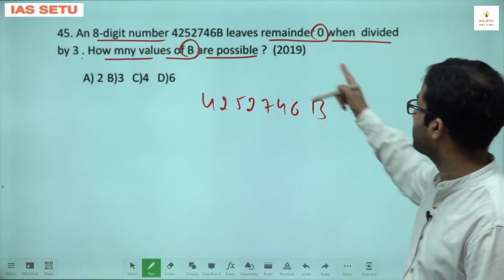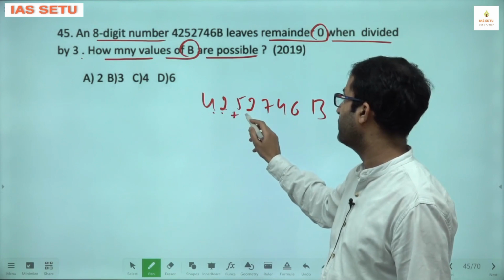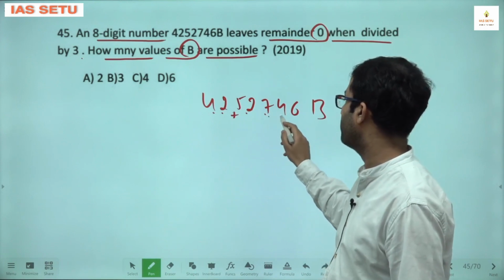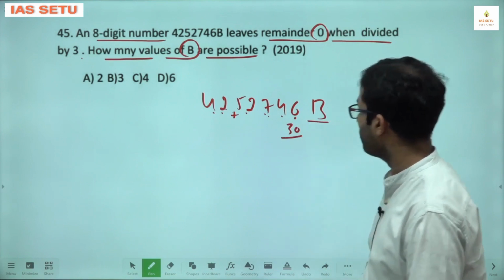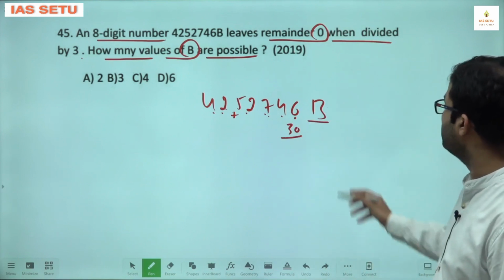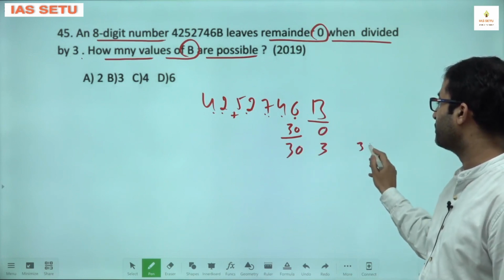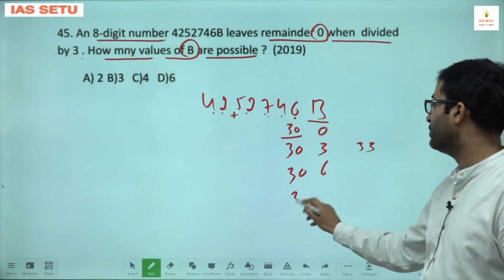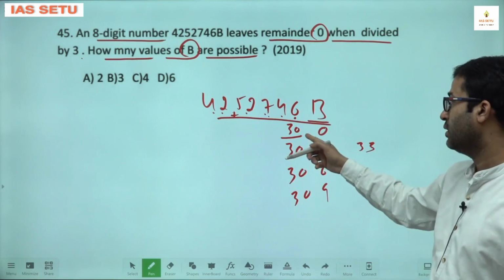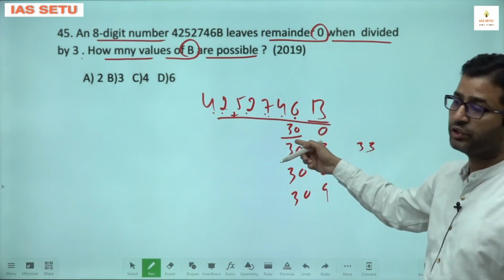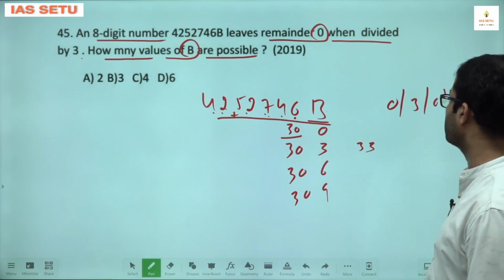So it is divisible by 3 actually. 4 plus 2 is 6, 6 plus 5 is 11, 13, 13 plus 7 is 20, 24, 24 plus 6 is 30. So here B can be 0 because 30 plus 0 is 30. B can be 3, 33. B can be 6. B can be 9, because the sum has to be divisible by 3. If B is 1 it becomes 31, so it is not divisible by 3. So B can be 0, 3, 6, 9.